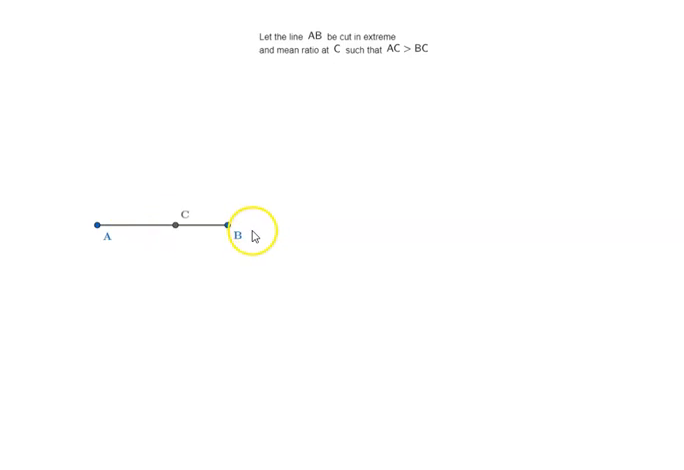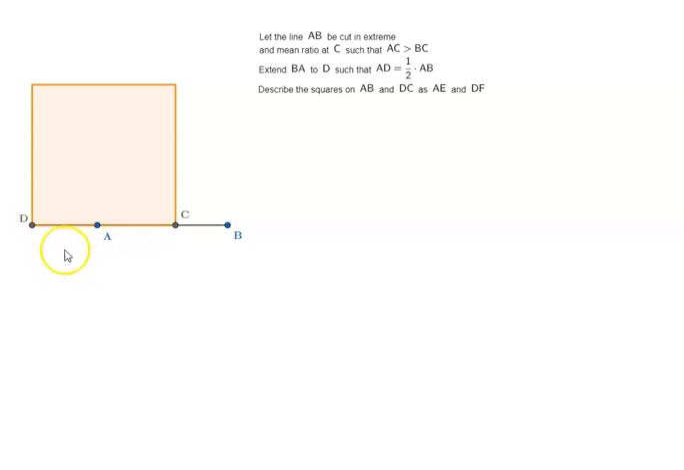Let the line AB be cut in extreme and mean ratio at C such that AC is greater than BC. Extend BA to D such that AD is equal to half of AB. So here AD is equal to half of AB. Describe the squares on AB and DC as AE and DF. So let's do that. So we have the square on DC and we have the square on AB.